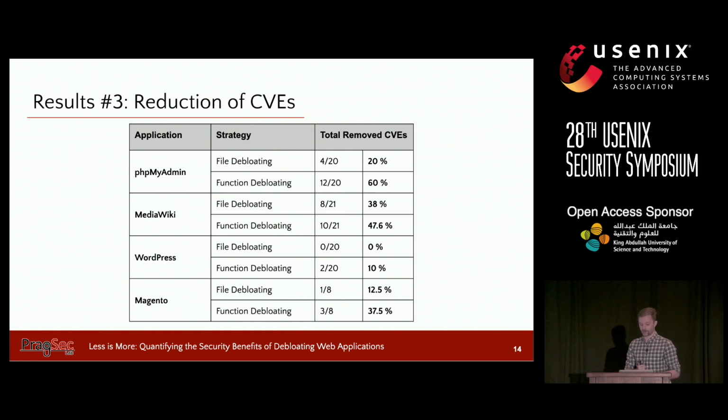The numbers are still good for other applications. We're looking at around 40% in function-level debloating. But again, when it comes to WordPress, file-level debloating cannot remove any of the vulnerabilities, and function-level debloating removes only 10%.